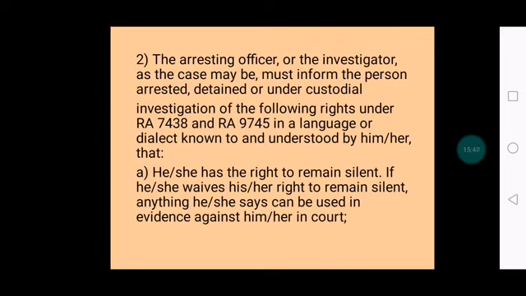The arresting officer or the investigator, as the case may be, must inform the person arrested, detained, or under custodial investigation of the following rights under Republic Act 7438 and Republic Act 9745, in a language or dialect known to and understood by him or her: that he or she has the right to remain silent; if he or she waives the right to remain silent, anything he or she says can be used in evidence against him or her in court.